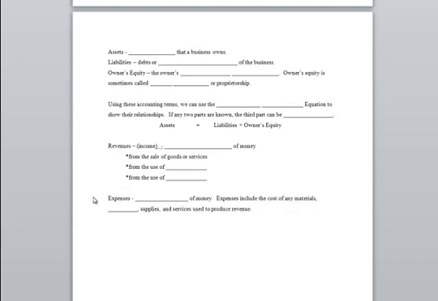Expenses, what we're going to do is look at the outflow of money. And this includes the cost of any materials, labor, supplies, and services that we use to produce the revenue.